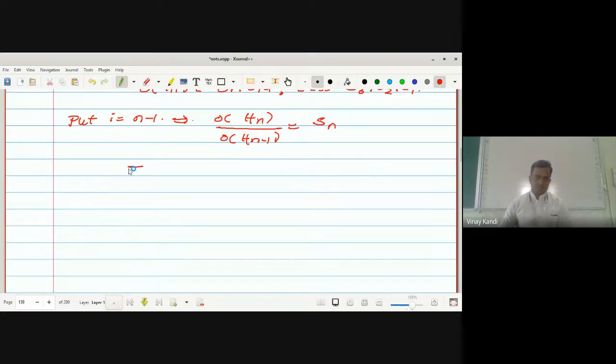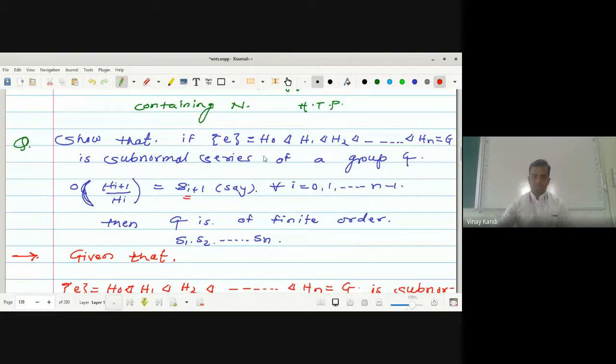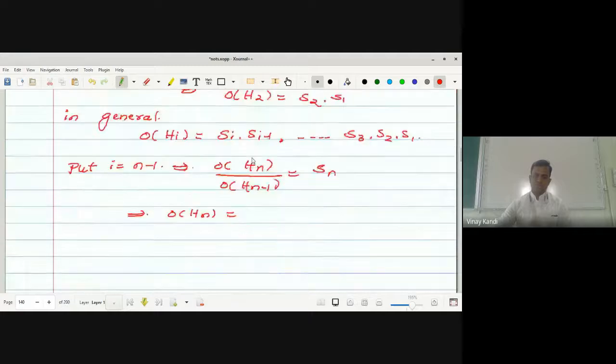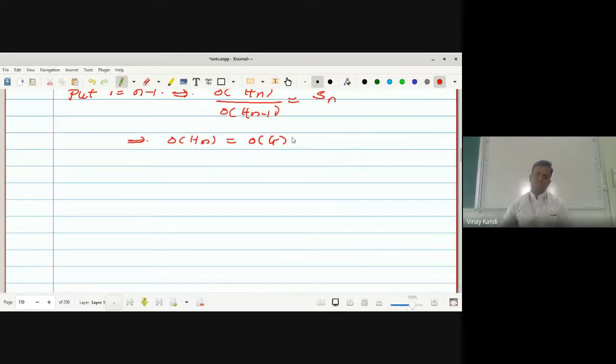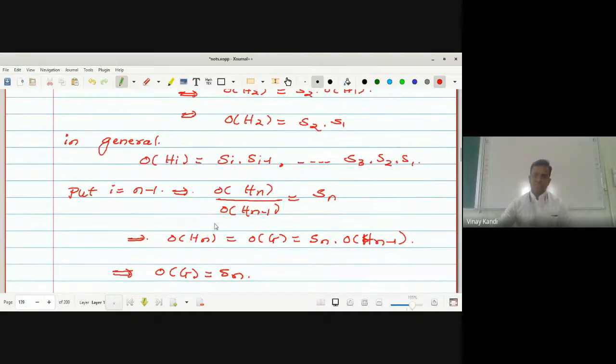So this implies order of Hn. What is Hn? पहा ना, G ना. So Hn is equal to G. It is order of Hn is equal to order of G. हा तिकडे गेल्यानंतर काय होईल? Sn into order of Hn minus 1. This implies order of G is equal to Sn. Okay, order of Hn minus 1 का येईल ह्या दोन टूलनुसार. Okay, is it correct?